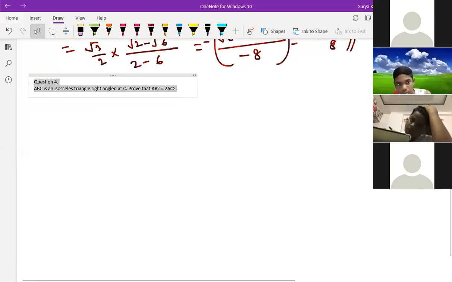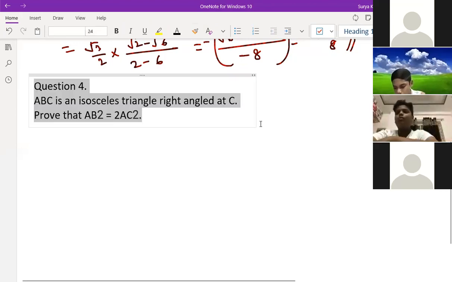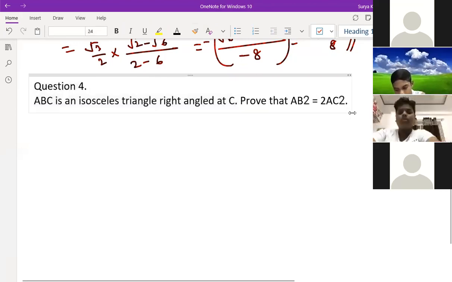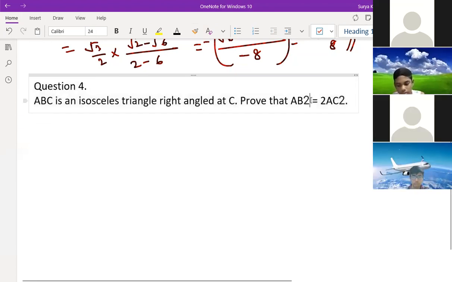Who can do this question? See, this question is: ABC is an isosceles triangle, right angle at C. Prove that AB square is equal to 2AC square. So this is a very easy question actually. Okay, Rasul, you can do this.